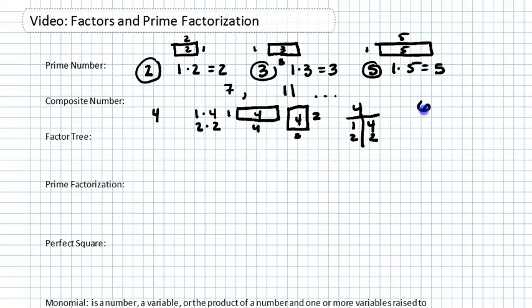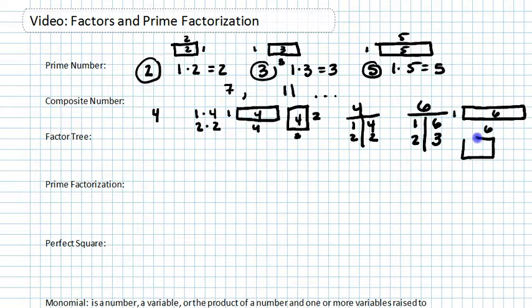Another example would be 6. 1, 6, 2, and 3. This would also be considered a composite number. I can make a rectangle that is 1 by 6, but I can also make one that's 2 by 3. So composite numbers have more factors than just one and itself, and prime numbers have only one and itself as factors.